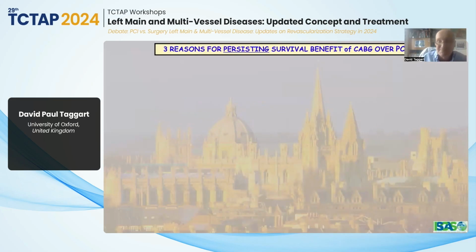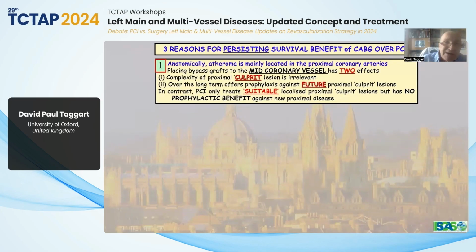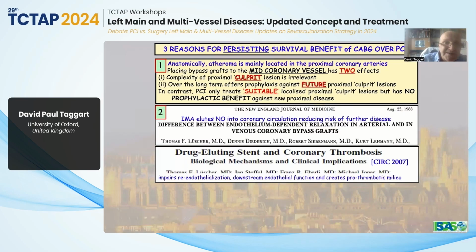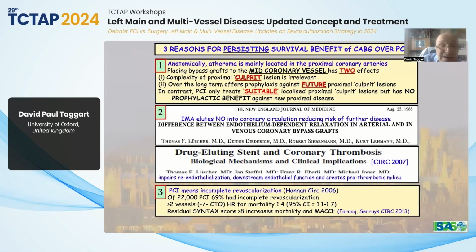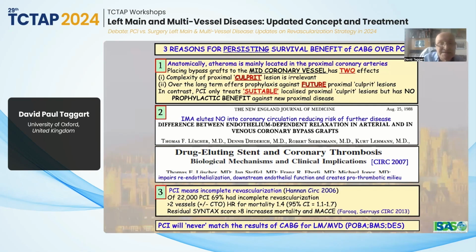So there are 3 reasons for the persisting survival benefit of CABG. By placing bypass grafts to the mid-coronary vessel, this makes proximal culprit lesions irrelevant, and it provides prophylaxis against future proximal disease. Secondly, the internal mammary artery elutes nitric oxide into the coronary circulation, and this has been shown to have a protective effect in reducing the risk of further disease. In contrast, drug-eluting stents can cause downstream endothelial dysfunction and create a prothrombotic environment. And the third difference is that for many patients, PCI means incomplete revascularization, and this has been repeatedly shown to correlate with the subsequent risk of death or MACE. So for these reasons, PCI is unlikely to ever match the results with CABG for most patients with left main and multivessel disease.